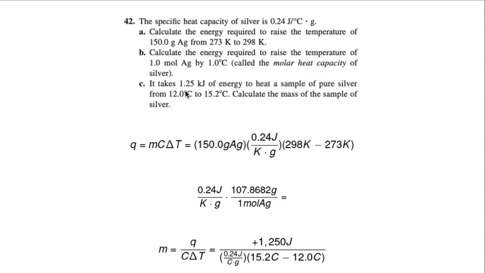Finally, it takes 1.25 kilojoules of energy to heat a sample of pure silver from 12 degrees Celsius to 15.2 degrees Celsius. Calculate the mass of the sample of silver. Of course, we are just rearranging to solve for mass. So here I divided both sides by C and delta T. And so mass is equal to Q over C delta T. And substituting in our values, making sure that we're converting to joules here so that the joule unit cancels out, we'll be able to solve for grams quite easily.